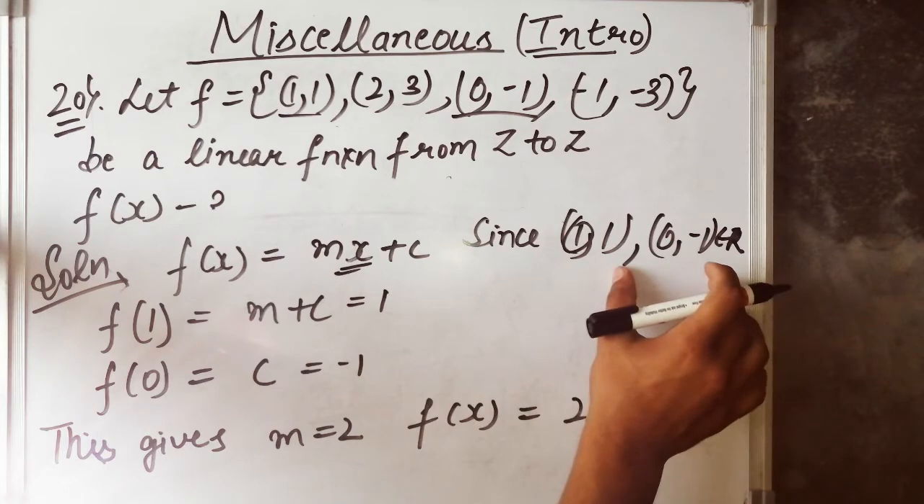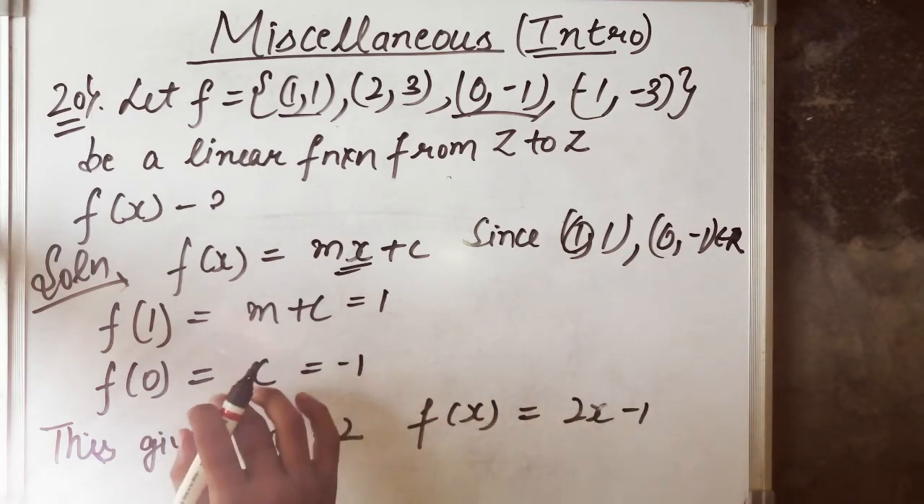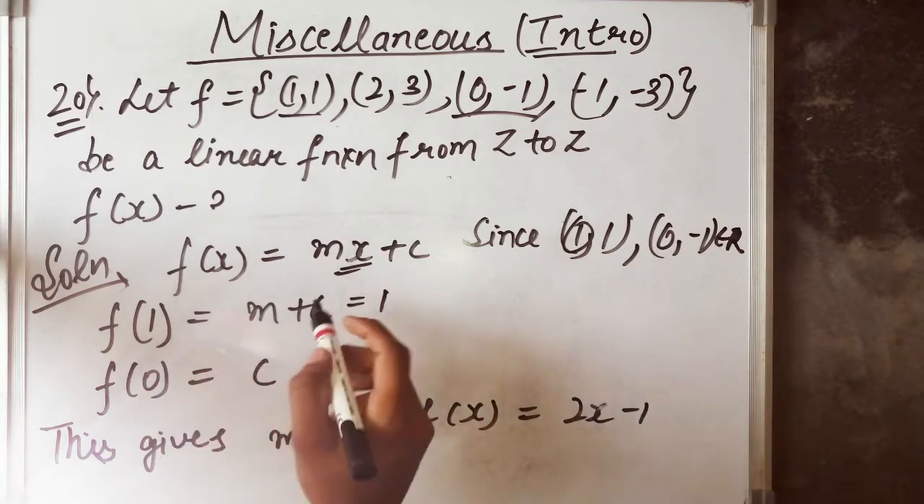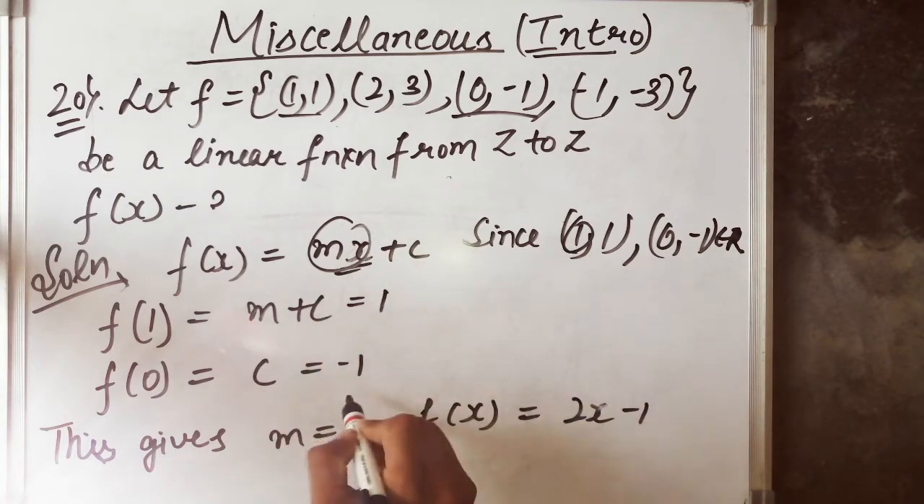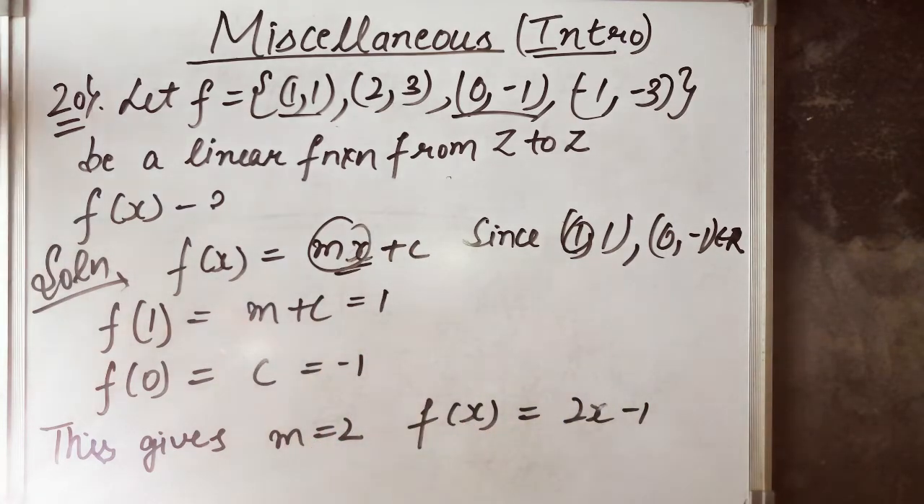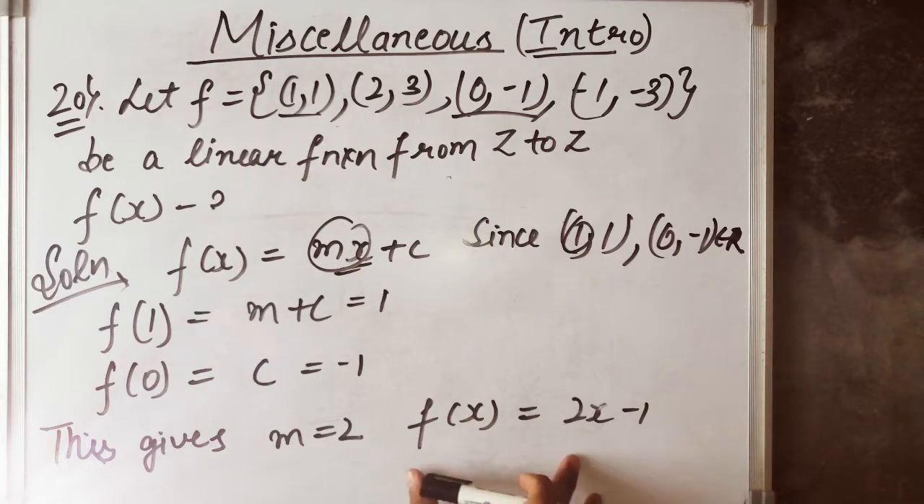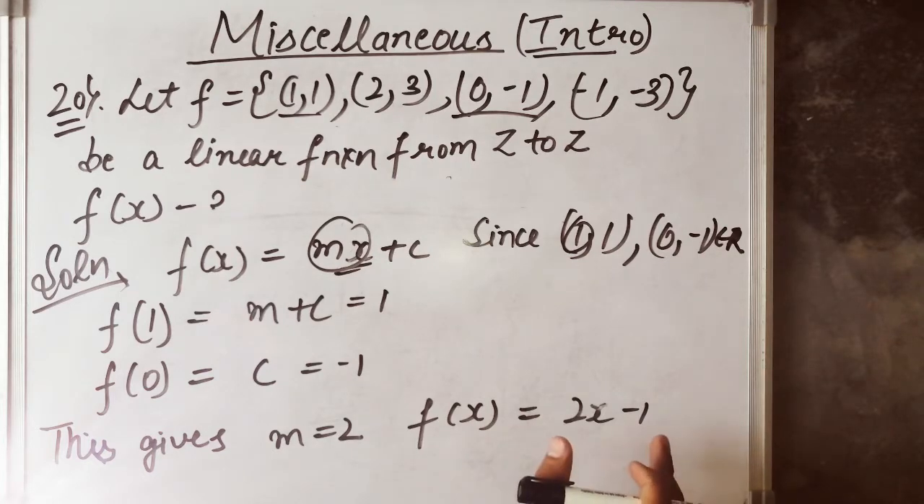When I took 0 in the place of x, that gave me 0, and the remaining term equals c minus 1. Now comparing these equations, we get m equals 2. And the function which gives us is 2x minus 1.